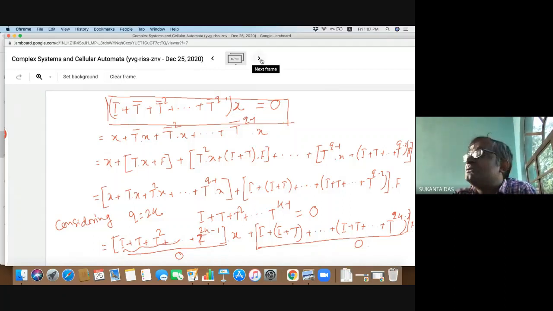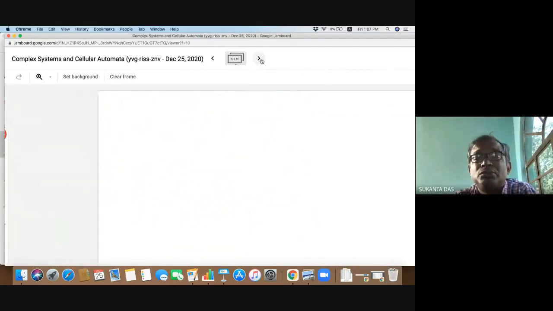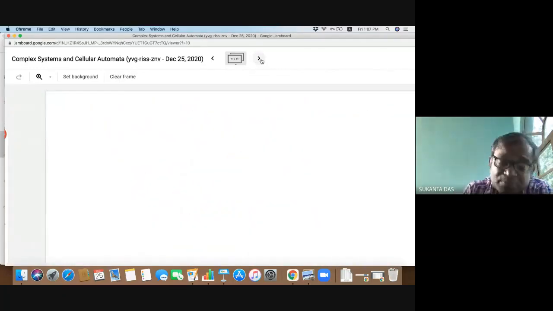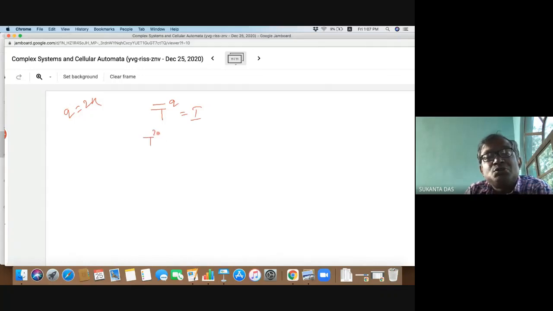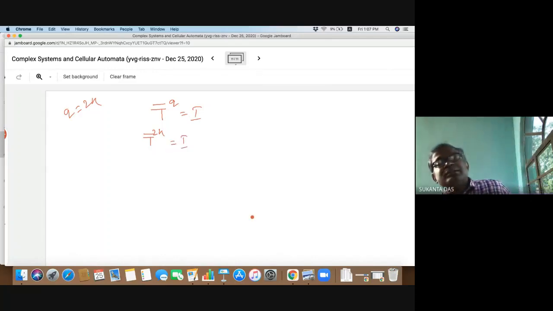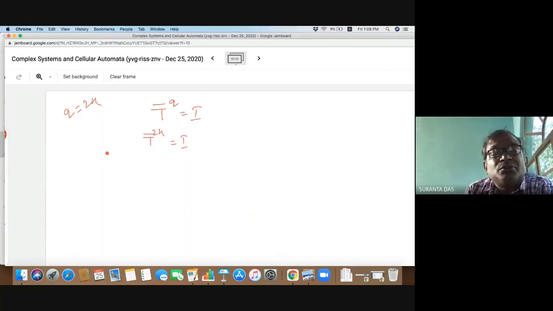Now for the second part, what I have to show is that for the same Q, T to the power Q is equal to I. What was my consideration? Q equal to 2k. So I have to show that T to the power 2k is equal to I. Right? That I have to show. Okay, let's start.